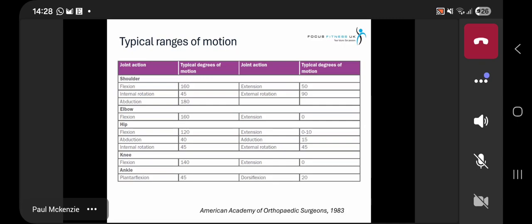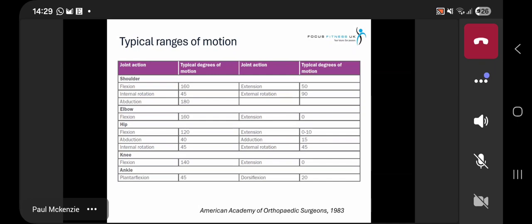It says extension from neutral without leaning forward is about 50 degrees. But remember, these are averages. Internal rotation I disagree with, because this is neutral, and it says internal rotation is only 45 degrees. This is the anatomical position, so I think you've probably got more than 45 degrees. External rotation is 90 degrees.